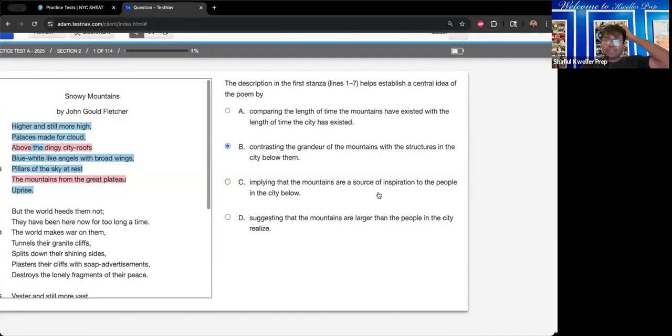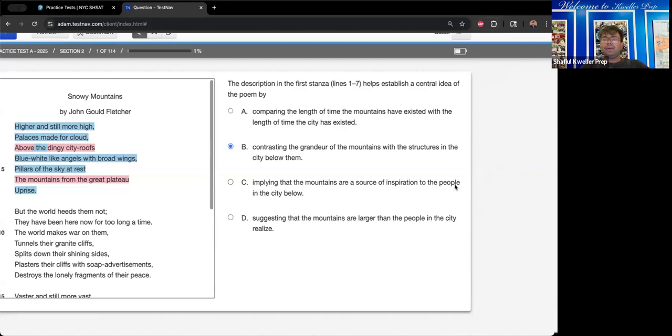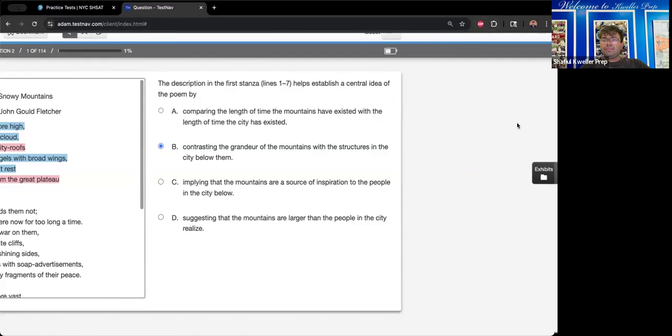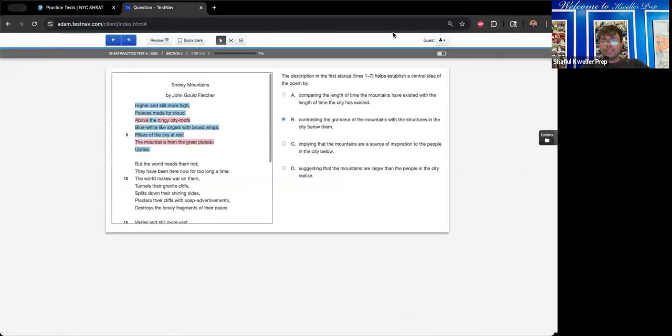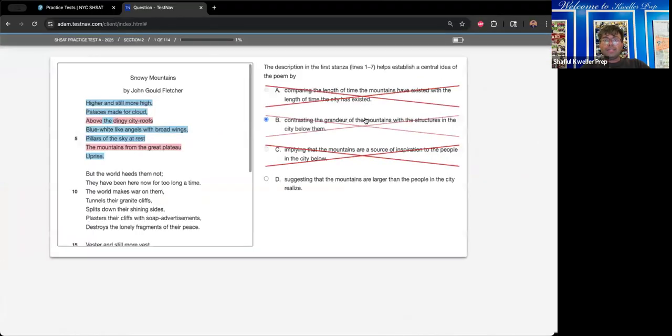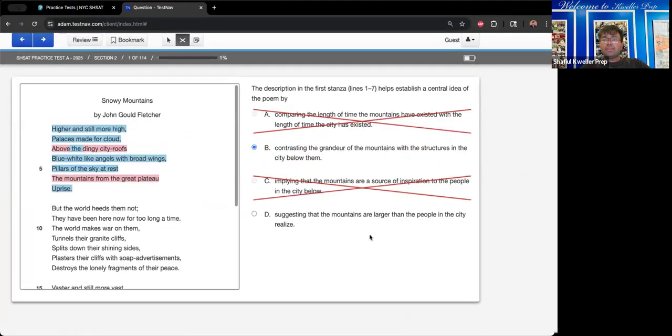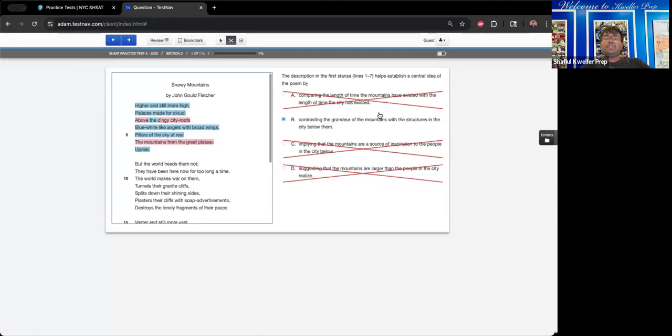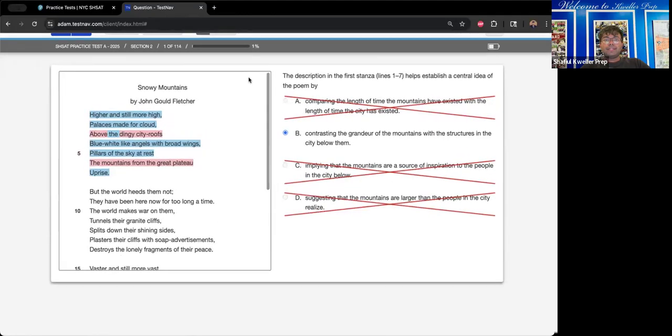Implying that the mountains are a source of inspiration. We don't really see anything about people in the city below. So it can't be this. Can I remove an answer choice? Is that an option? Nice. Okay. And then suggesting that the mountains are larger than the people in the city realize. Again, the people are not really talked about here. So can rule that out. And the answer should just be B. Okay, does anyone have any questions before I move on?